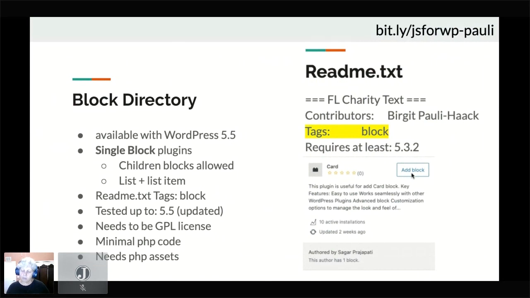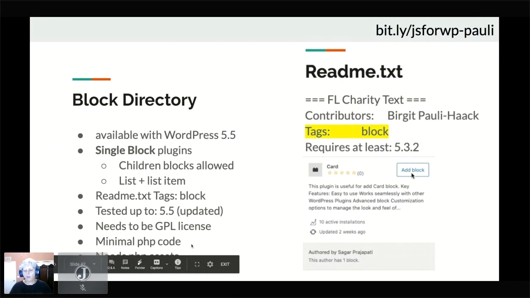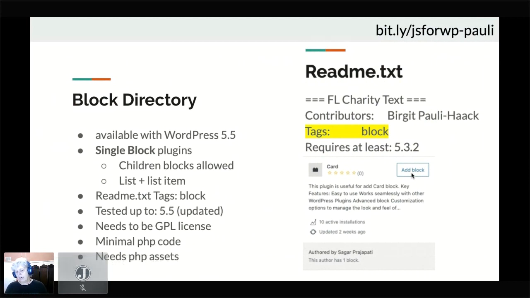You need to have a single block plugin, as I just said, but it can have children blocks. They're allowed. So, for instance, you can have a list block with list item blocks as children. They are only used for that particular plugin and are not available otherwise. The README text needs to have the tag block, needs to be tested up to 5.5, needs to have a GPL license, only have minimal PHP code, and then needs a place for assets.